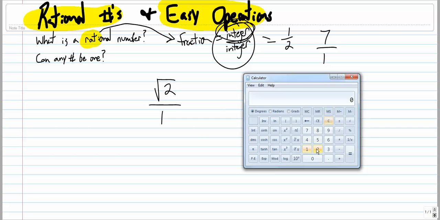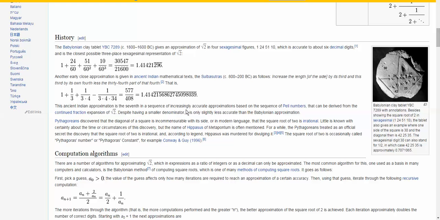So let's just find the square root of 2. It's 1.41 blah, blah, blah. So you could try numbers until you're blue in the face, whatever divided by whatever, and you will never get that number that we just saw. Just as an example, like 3, 4, 5,000 years ago, the Babylonians tried to do the same thing, and they came up with 1 plus 24/60 plus 51 over 60 squared plus 10 over 60 cubed, and they got 1.41 and a bunch of numbers, which is close, but it wasn't exactly the same.